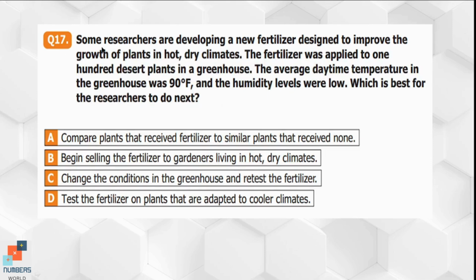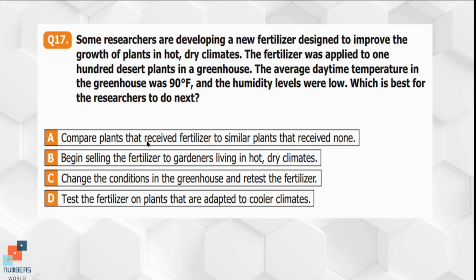Question number 17. Some researchers are developing a new fertilizer designed to improve the growth of plants in hot, dry climates. The fertilizer was applied to 100 desert plants in a greenhouse. The average daytime temperature in the greenhouse was 90 degrees Fahrenheit and the humidity levels were very low. Which is best for the researchers to do next?